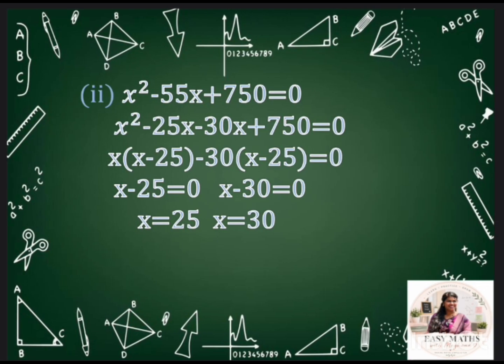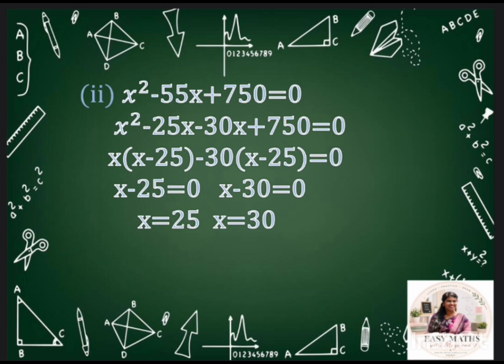Second one, x square minus 55x plus 750 is equal to 0. Here also again multiply the first and the last term. x square into 750 is 750x square. If you multiply minus 25x into minus 30x, you will get plus 750x square. If you add minus 25x and minus 30x, you will get minus 55x. Therefore, you can write x square minus 25x minus 30x plus 750 is equal to 0.